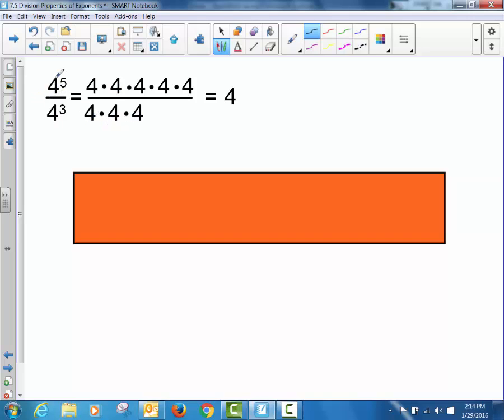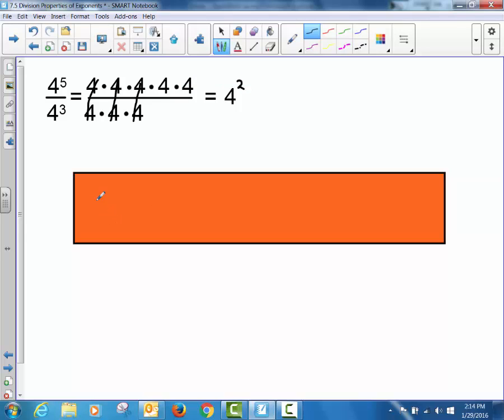Now, since we're dividing 4 to the 5th divided by 4 to the 3rd, this is what it would look like. 4 to the 5th over 4 to the 3rd. And one of the things we know is that the 4's can cancel out, these 4's can cancel out, and these 4's can cancel out, because 4 divided by 4 is 1 in each instance. That leaves us with 4 times 4 on the top, which would be written as 4 squared.